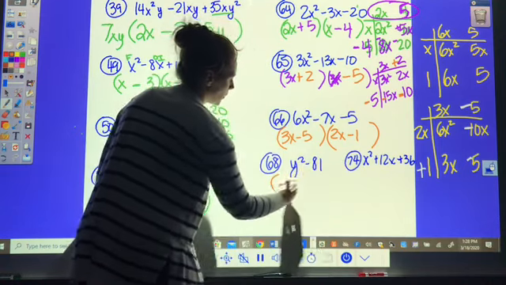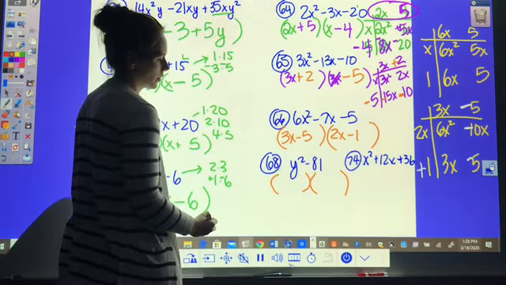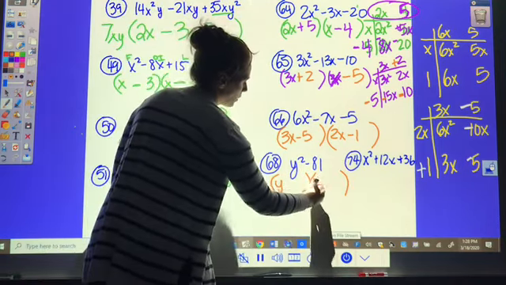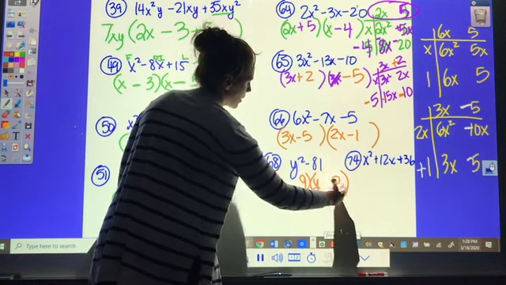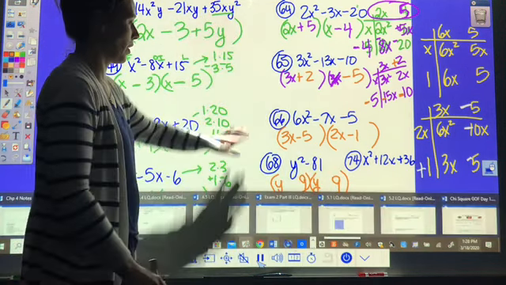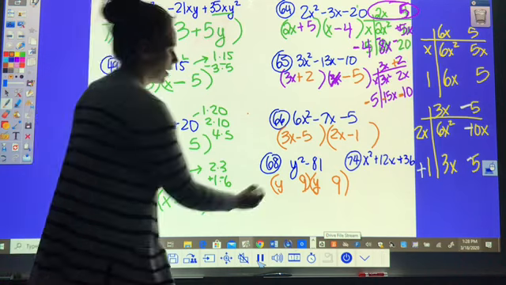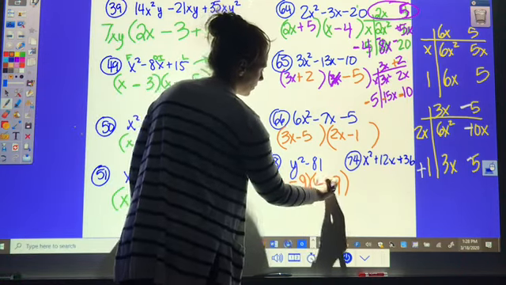I don't know if you guys remember this from section 8.7. It's the difference of two squares. Y times y, 9 times 9. You guys remember the signs? If we want everything to cancel, we would need a negative and a positive.